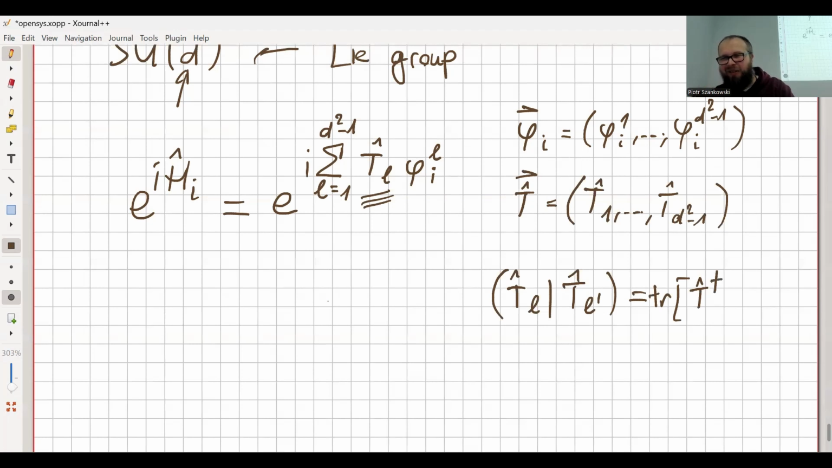Scalar product, which you can choose as a standard trace product, and you can always pick this set of generators so that they are orthogonal to each other, even normalized. So, for example, if you have qubits, so D equals 2, those generators I'm talking about here would be the Pauli sigma matrices X, Y, and Z. And this is also how it maps to the Euclidean space.